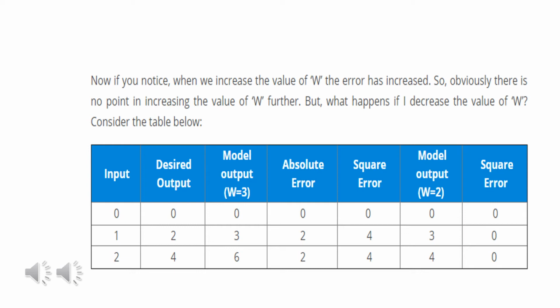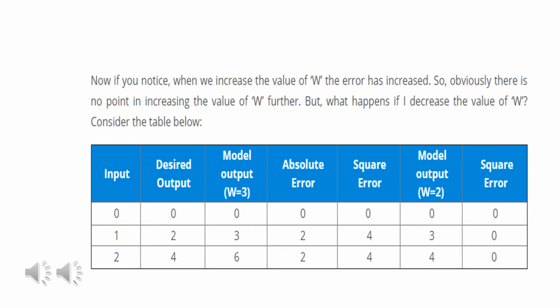Now what we did here: we first initialize some random value of W and propagate it forward. Then we noticed that there is some error. To reduce that error, we propagated backward and increased the value of W. After that also we noticed that the error has increased. We came to know that we can't increase the W value. So we again propagate backward and we decrease the W value. Now we notice that the error has reduced.